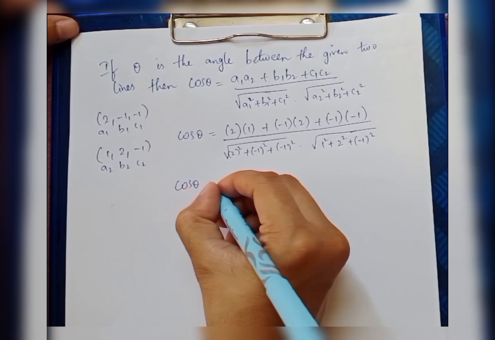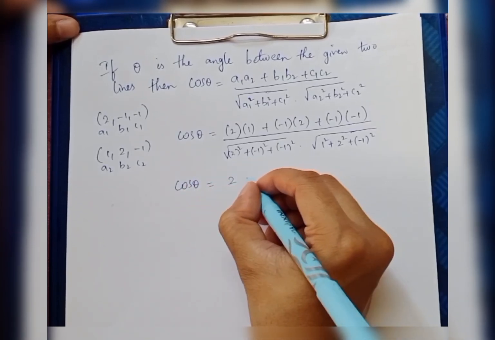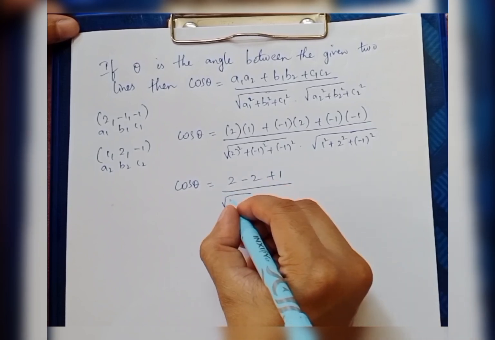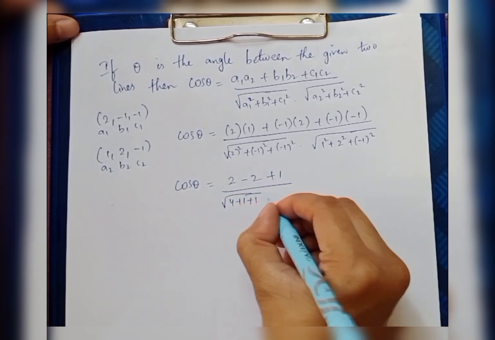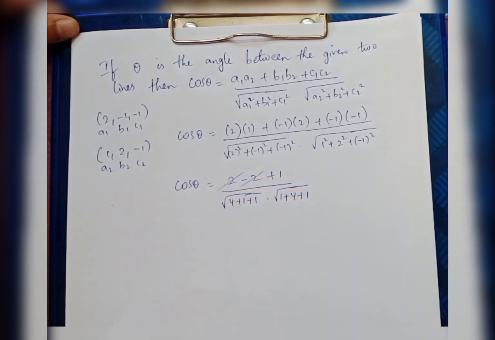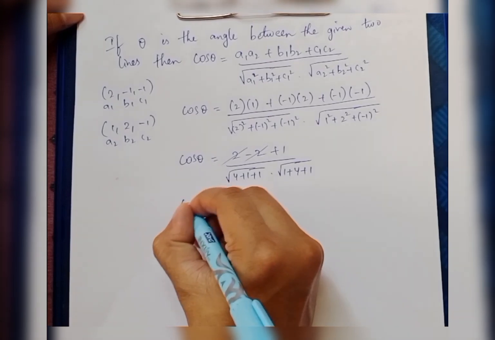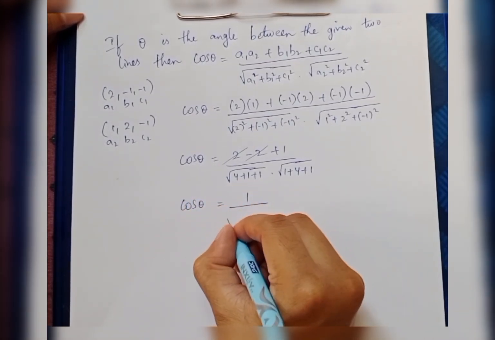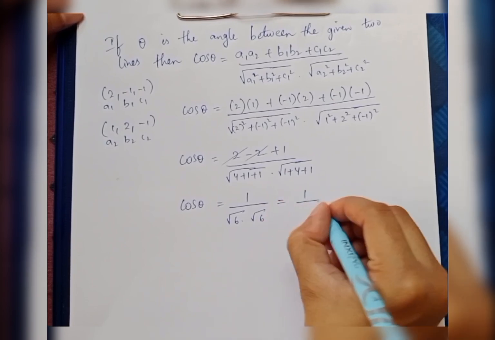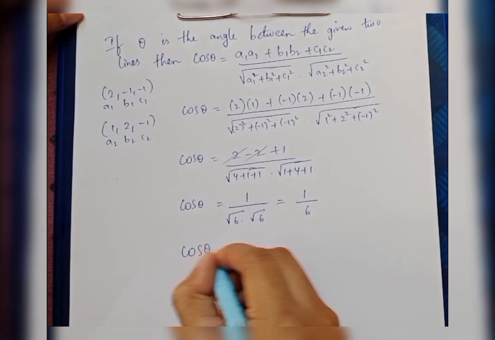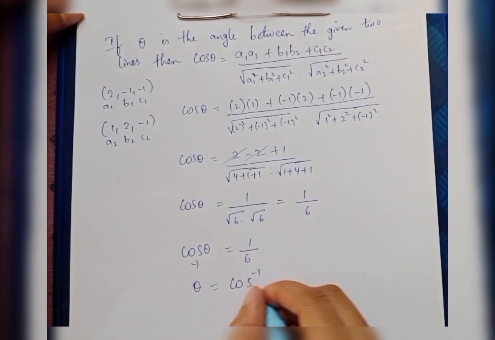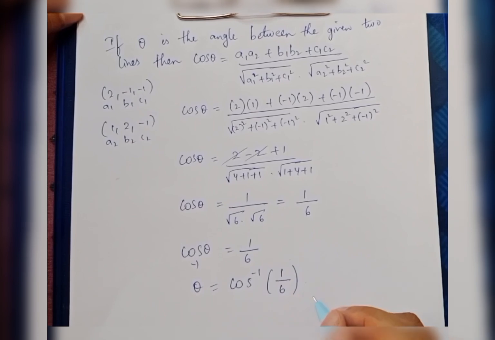So cos theta equals 2 ones are 2, and it is minus 2, minus minus is plus, so plus 1, by root of 2 twos are 4 plus 1 plus 1, into 1 plus 2 twos are 4 plus 1. So plus 2 and minus 2 get cancelled. So cos theta is equal to 1 by root 6 into root 6. Root 6 into root 6 is 6, so cos theta is equal to 1 by 6. Theta is equal to cos inverse 1 by 6.